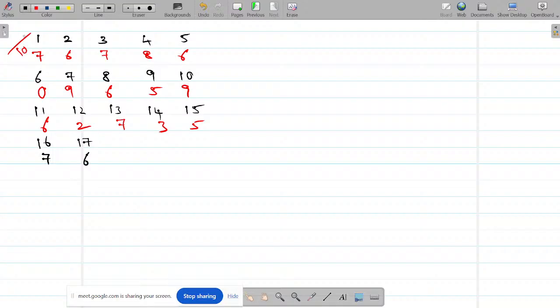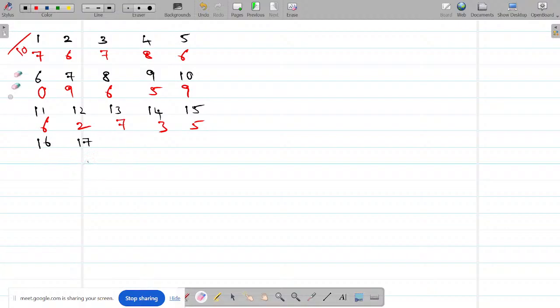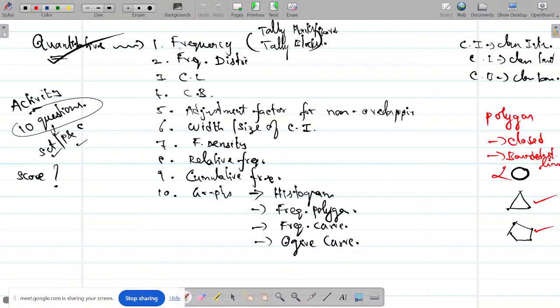How many students do I have in total? 17 students, okay. So number 7 and 3, though. What was the number? 6. So what is the total number of students? 17 students, okay. The first heading we are going to discuss is frequency.